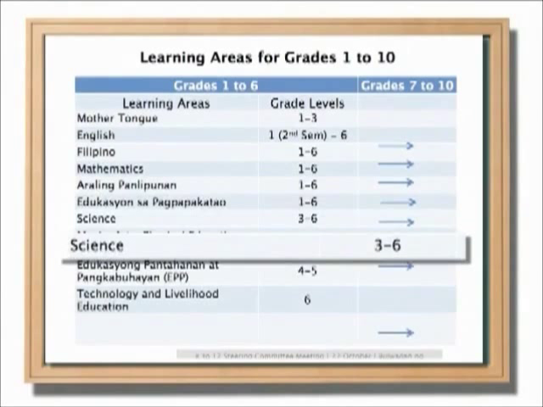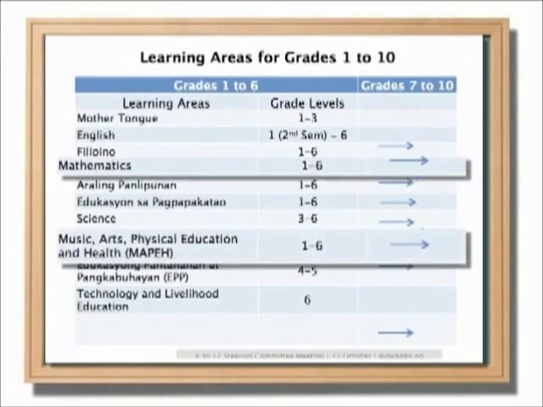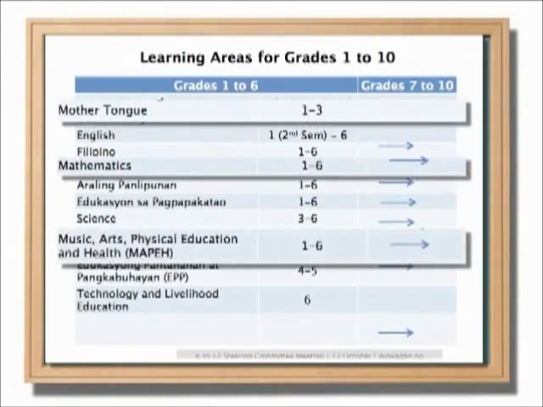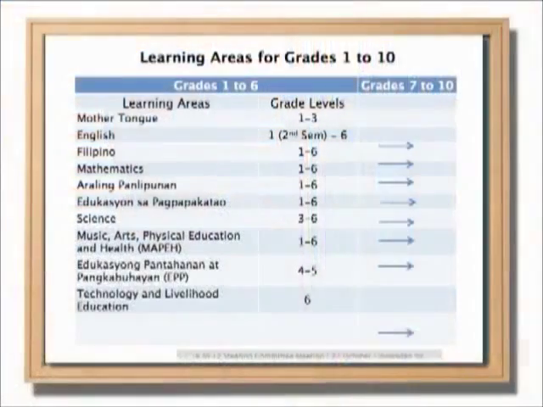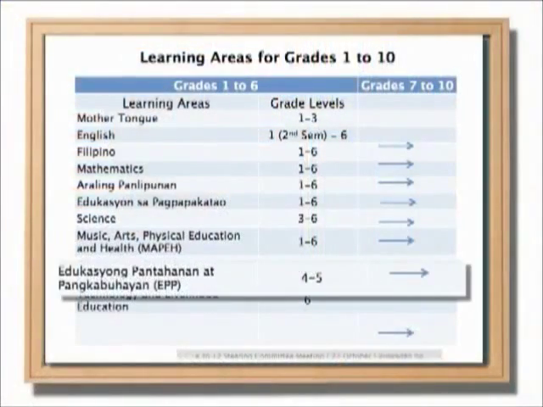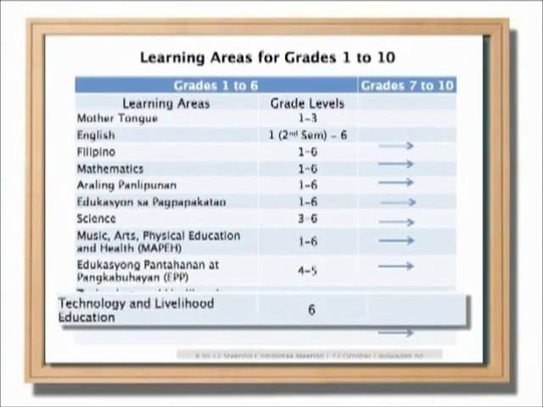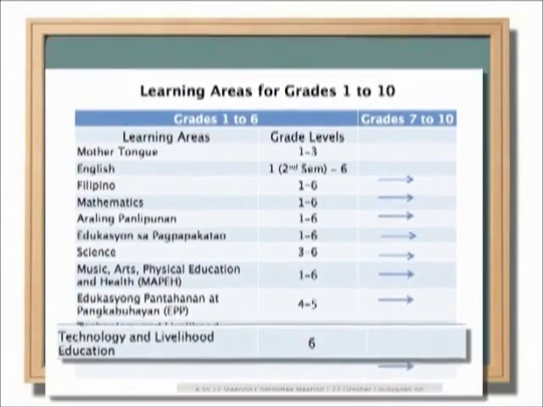Science is taught in grade 3, but science concepts and processes are integrated in health, in math, and also in languages for grades 1 and 2. The student will enter grade 4 successfully transitioning from the mother tongue to Filipino and English. Edukasyong pantahanan at pangkabuhayan will be taught starting grade 4. And in grade 6, this will be called technology and livelihood education up to the high school.